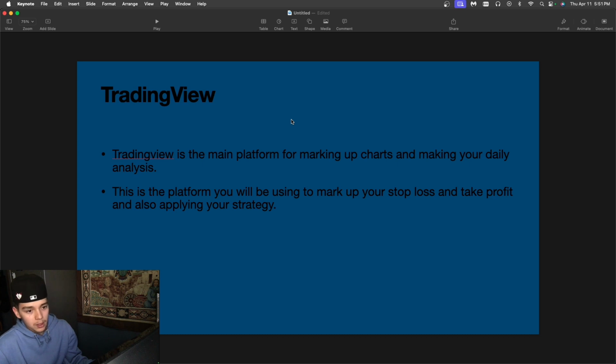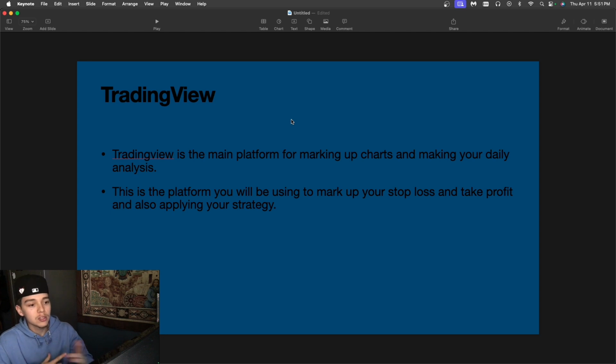So the basics. Nine times out of 10, there are two platforms that you will need for this trading. Trading View is the second most important. The other one is most important, but we're going to get to that after this one. Trading View is the main platform for marking up your charts and making your daily analysis.